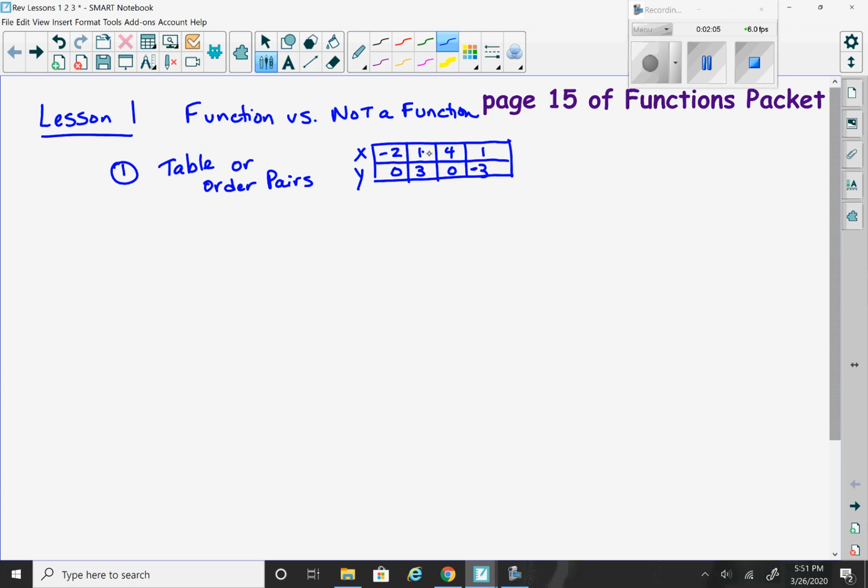Given a table of values, how can I tell if it's a function or not? Well, hopefully you remember that this one is not a function. If we look at the input value of 1, that has more than one output value. So this is an example of one that's not a function. Again, it's not a function because we have an input value of 1 that has more than one output value. Or you could say there's a repeated x value of 1. Doesn't matter that we have a repeated y value of 0. That doesn't determine whether or not it's a function. So again, looking at a table or ordered pairs, you want to see if the input has more than one output, or do you have repeated x values?